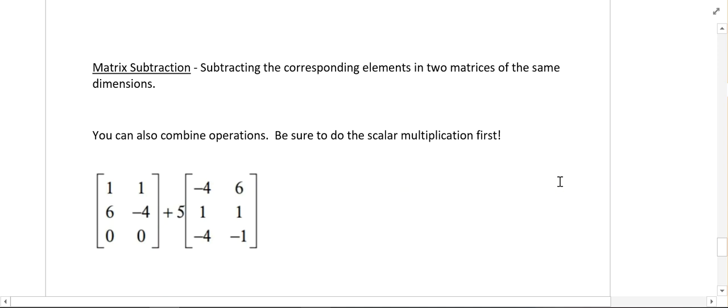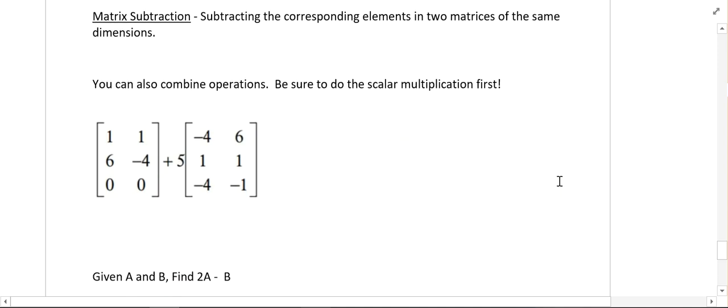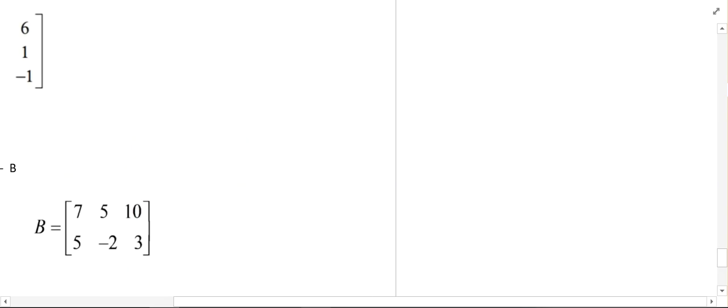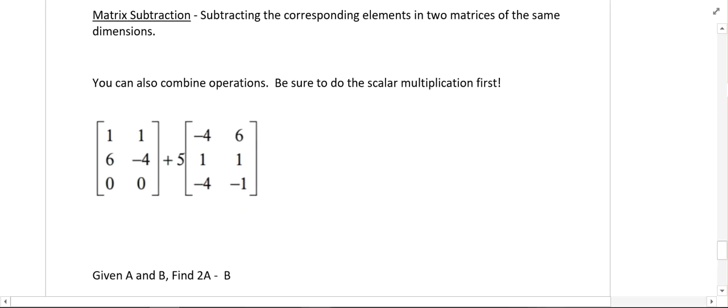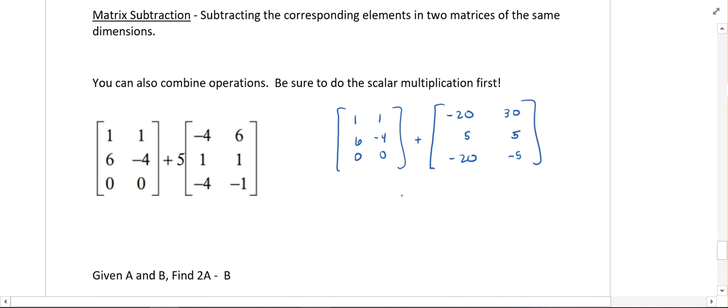You want to do the scalar multiplication first, though. And that makes sense. Goes back to PEMDAS. So here I've got 1, 1, 6, 4, 0, 0, plus negative 20, 30, 5, 5, 20. And now I'm going to add them: 1 and negative 20, negative 19; 1 and 30, 31; 1 and 20, 21. Boom.